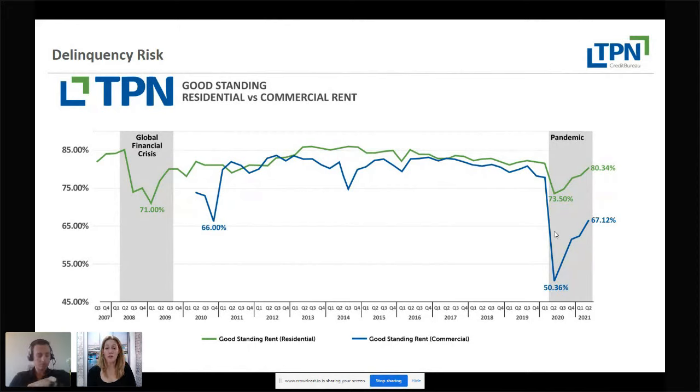The reality, though, Lawrence, is that if you look at it from a good standing perspective, the weakness in the market is really being felt more in the vacancy rates.